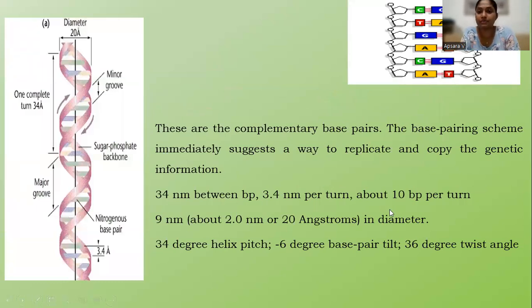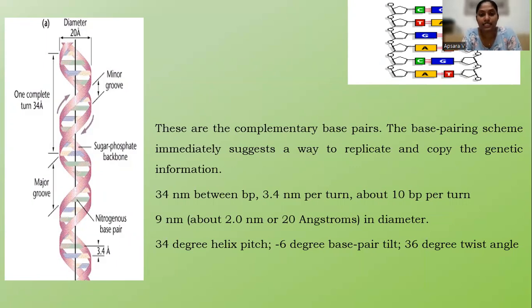These are the complementary base pairs. The base pairing scheme immediately suggests a way to replicate and copy the genetic information. So between the base pairs, there's a 3.4 nanometer gap, 3.4 nanometer per turn, and about 10 base pairs per turn.